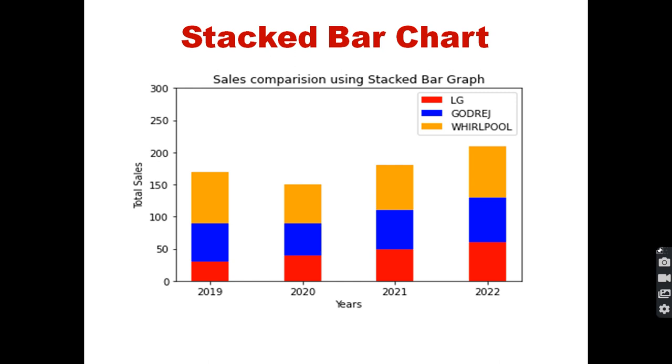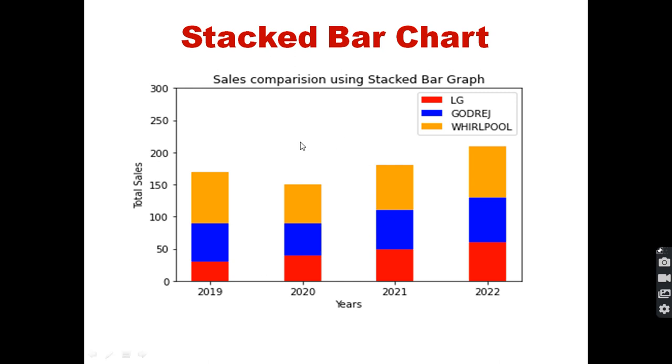Today we have to discuss stacked bar chart in the Matplotlib library of the Python programming course. Stacked bar chart is one type of bar chart. This chart shows the stacked bar chart. On the x-axis, I am taking the years. On the y-axis, I am taking the total sales of refrigerators.